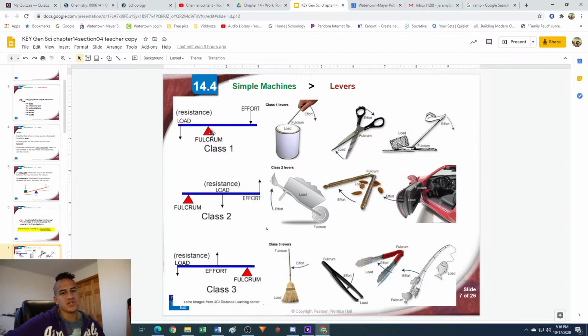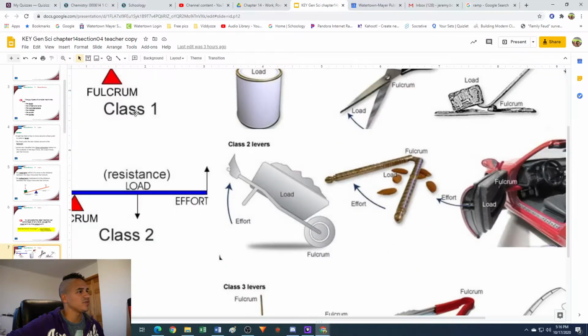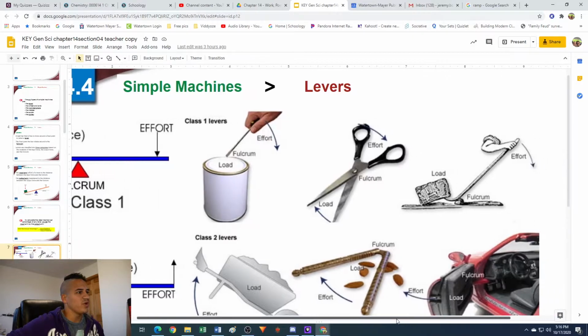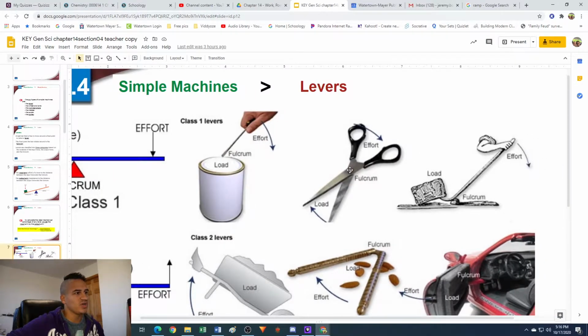So in a first class lever, it is a basic teeter-totter. You have your fulcrum in the middle, and you have the input and the output on opposite sides of the fulcrum. So again, a teeter-totter, there's a picture here of a crowbar lifting up a rock. Scissors, okay, the pivot point on a pair of scissors, and let's actually zoom in here so we can see better. Okay, so the pivot point on a pair of scissors is right in the middle. The effort is where you're pushing, and then the load is what the scissors is cutting.